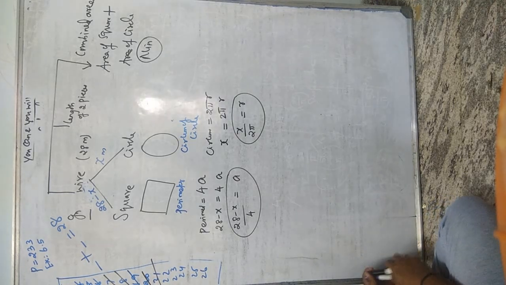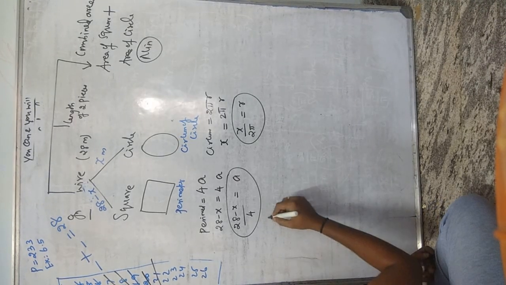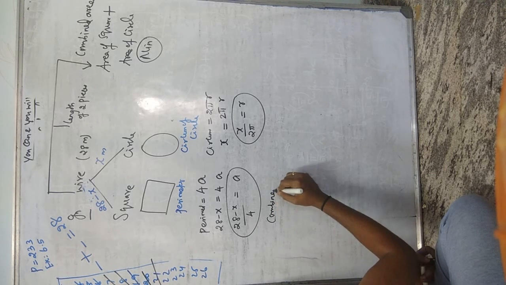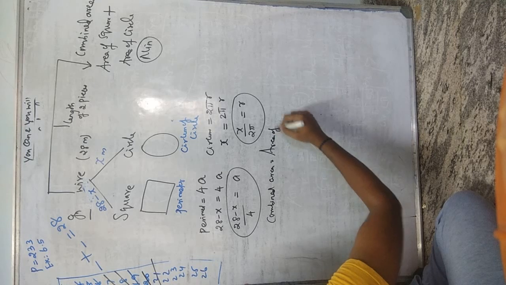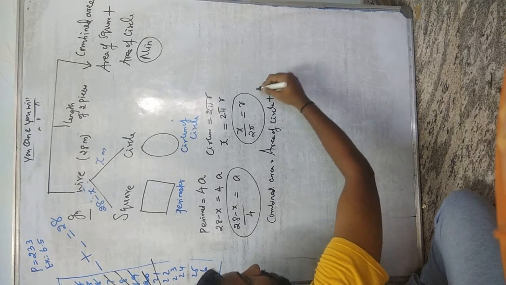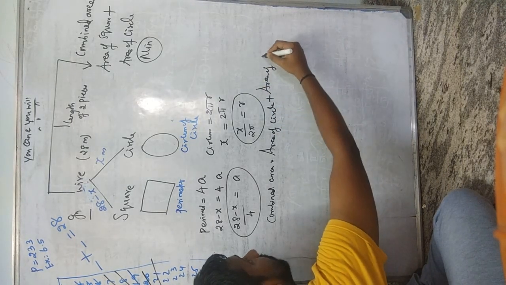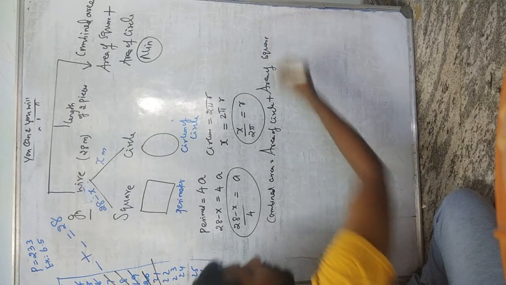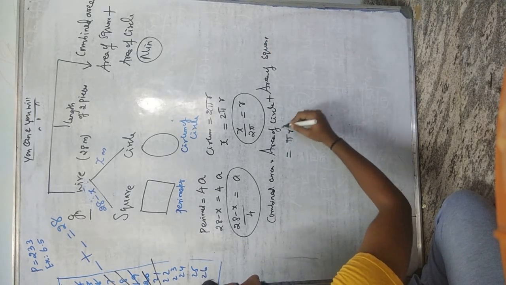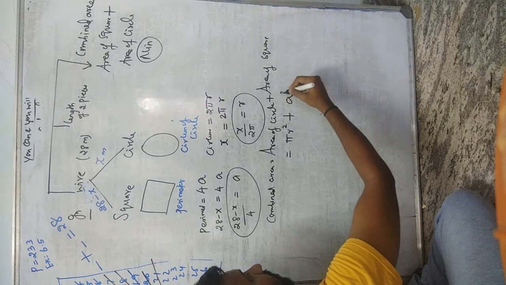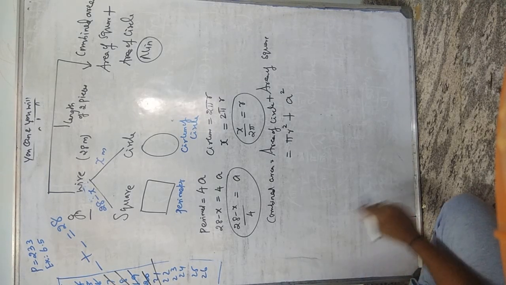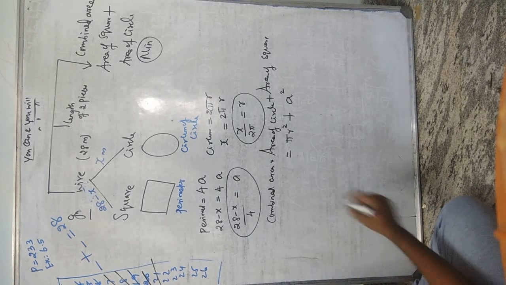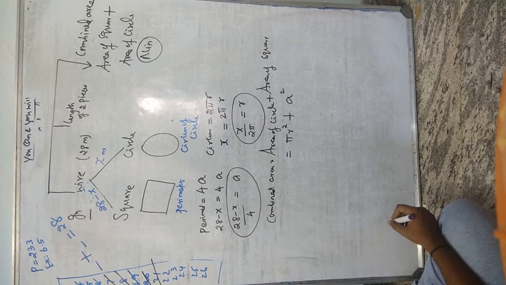Now to prove the combined area, right? What is the meaning of combined area? The area of the circle plus the area of the square. The area of a circle is pi r square, the area of a square is a square. Now substitute the values, you will get f of x. So the area of the circle is pi r square.